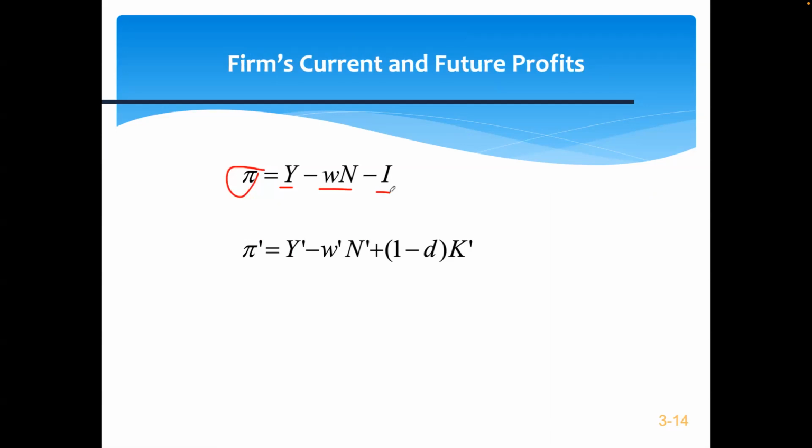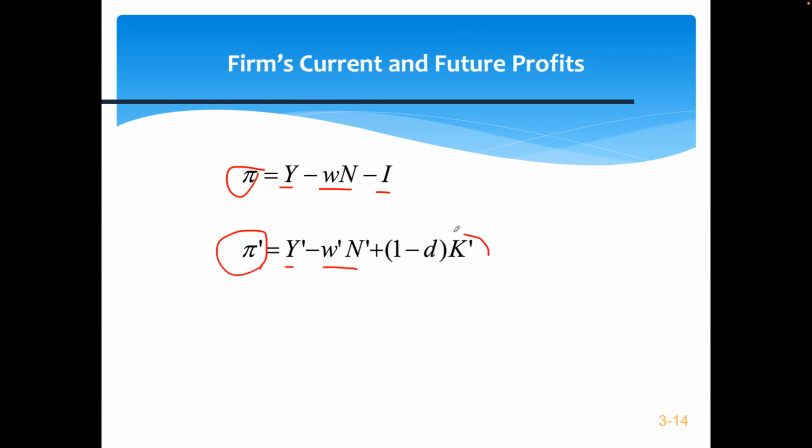So this is pi. All right, so pi prime is the profit in the future period. This includes the output you can produce in the next period and the wage cost you have to pay in the next period. So w prime is the wage rate in the next period, and N prime is the labor you're going to hire. As we're going to see, those are labor demand.